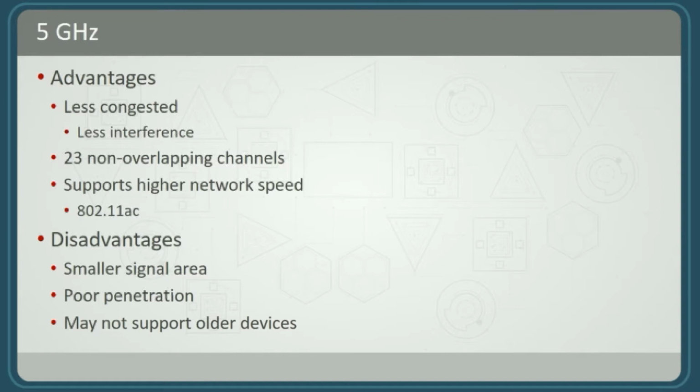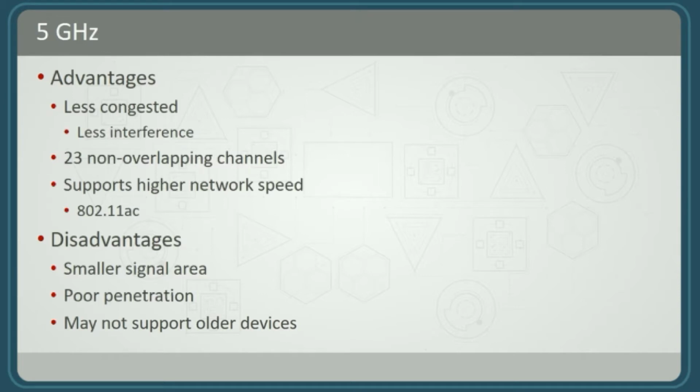But disadvantages: it's a smaller signal area. The signals do not travel as far, nor do they penetrate as well. It also may not support older devices, so it's not as compatible. But moving forward, I think you will probably see more 5 gigahertz than 2.4 because of the speed advantage. And that's typically what we want to see these days. We always sort of assume that faster is better, but not in every situation.